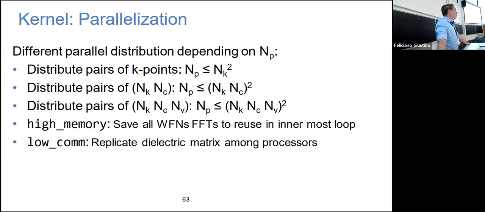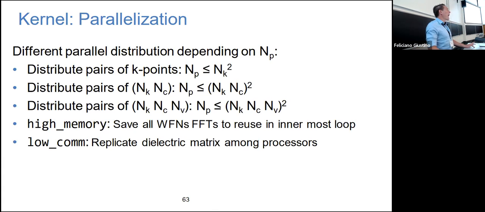We have multiple levels of different parallelization strategies implemented in Kernel depending on the number of MPI tasks you are using. The first attempt is to parallelize over K points. This happens if the number of processes you are using is smaller or equal to the square of the number of K points you have in the calculation, on the coarse grid in particular. So the optimal number of MPI tasks you would use in this case is equal to the square of the number of K points.